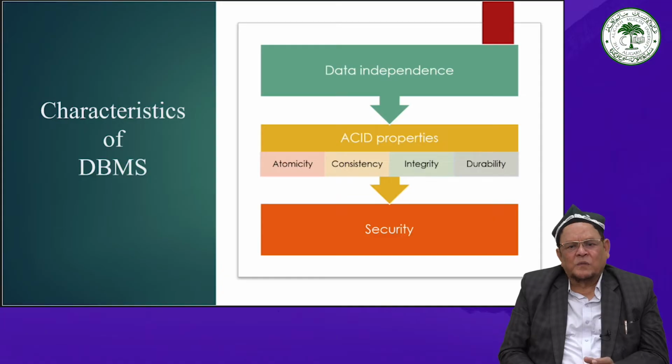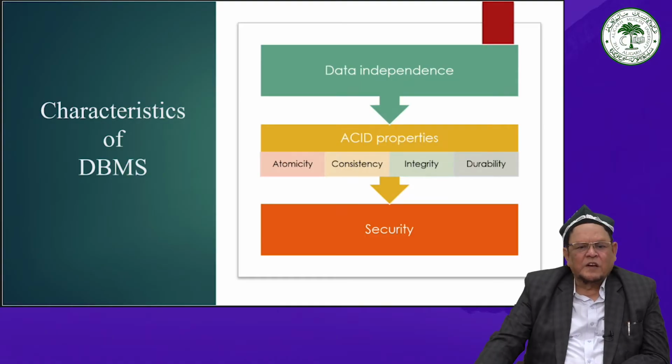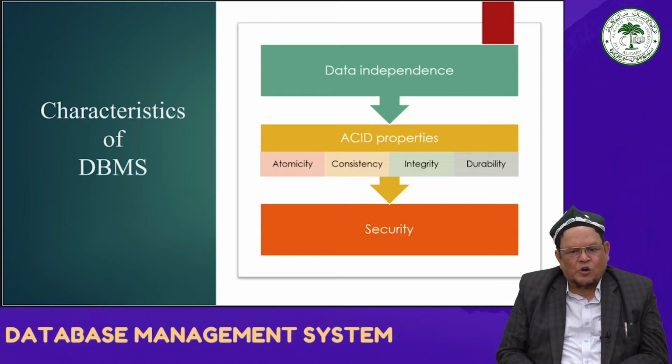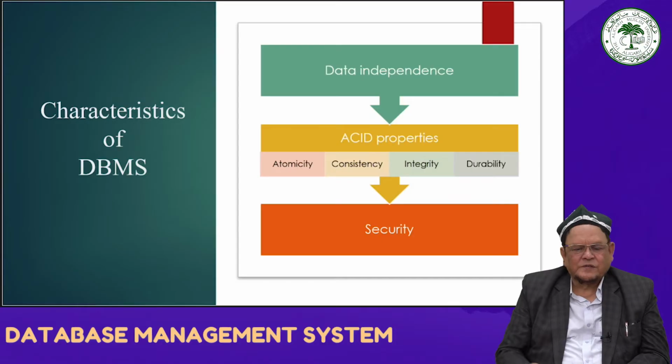So in DBMS, there are CRUD operations. Here, CRUD means C for create, R for read, U for update, and D for delete, by which we can implement all types of queries in the database. Durability means that a successful atomic transaction, a transaction that has been 100% completed, should be reflected in the database. The next is security.